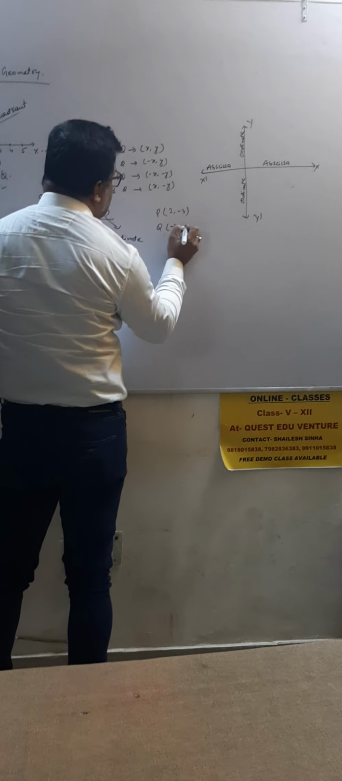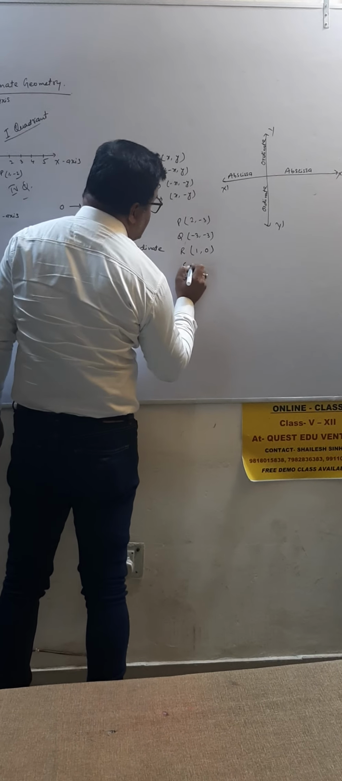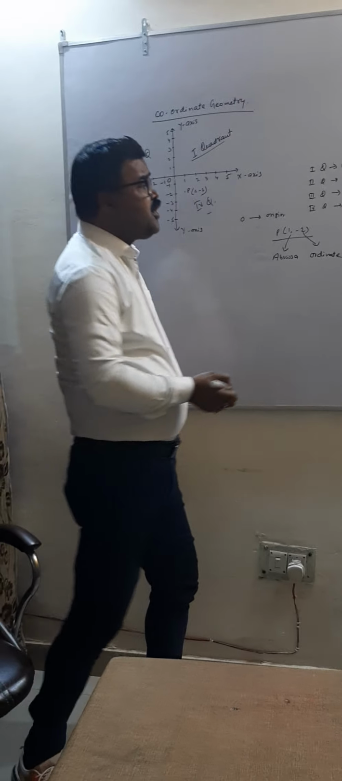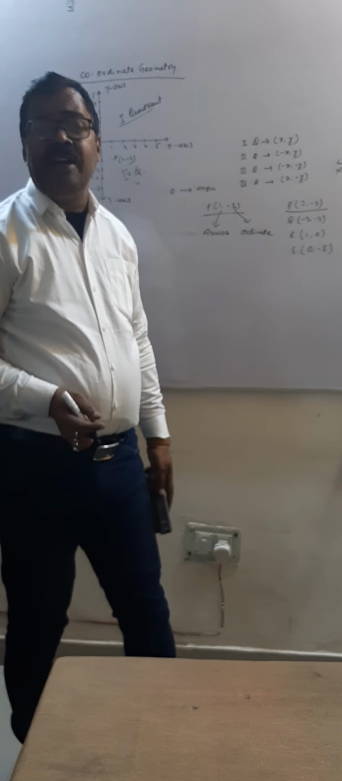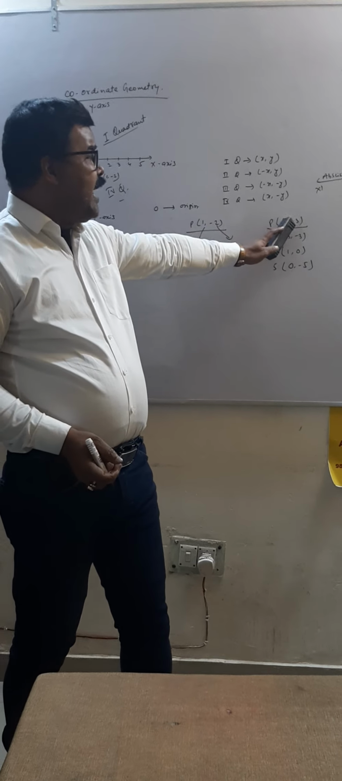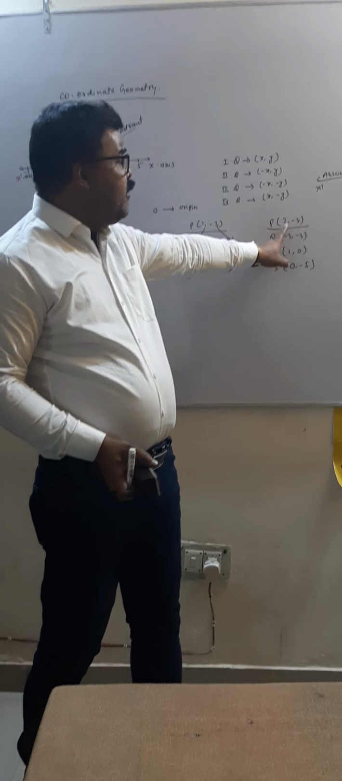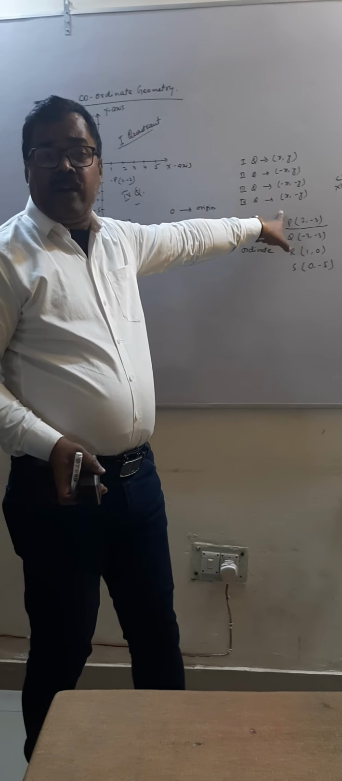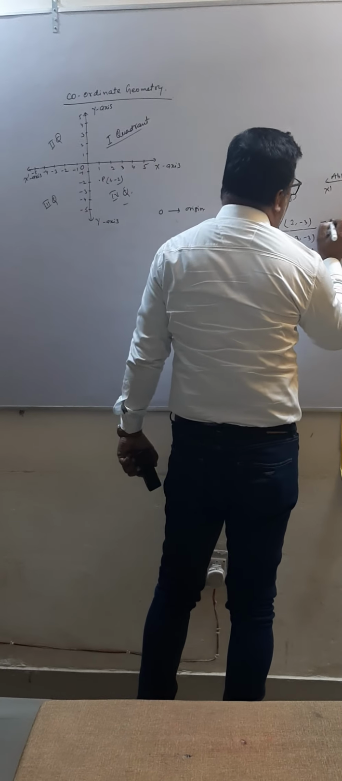Now, suppose you want to locate points: P has coordinate (2, -3), Q is (-3, -3), R is (1, 0), S is (0, -5). These are a few points. You need to mention in which quadrant each lies. Like P (2, -3): 2 is the x coordinate, and -3 is the y coordinate. So x positive, y negative, which means it lies in the fourth quadrant. So you can simply write fourth quadrant.